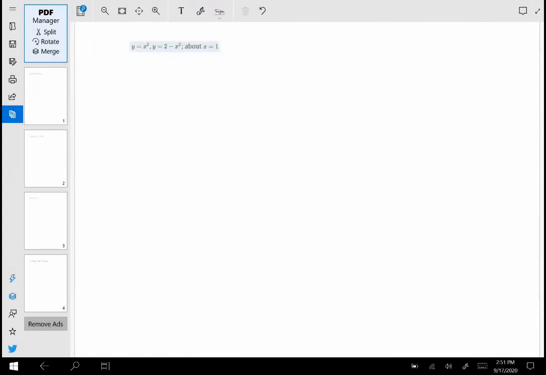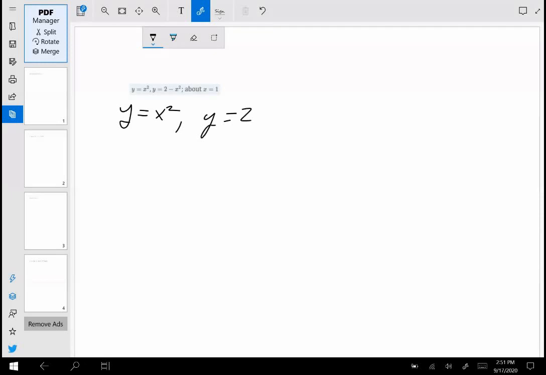Well, that's kind of small. So that's an x squared, just in case you can't read it all. X squared, scoot down a little bit so that way it doesn't get in the way. Y equals 2 minus x squared, but this time our axis of rotation is x equals 1.